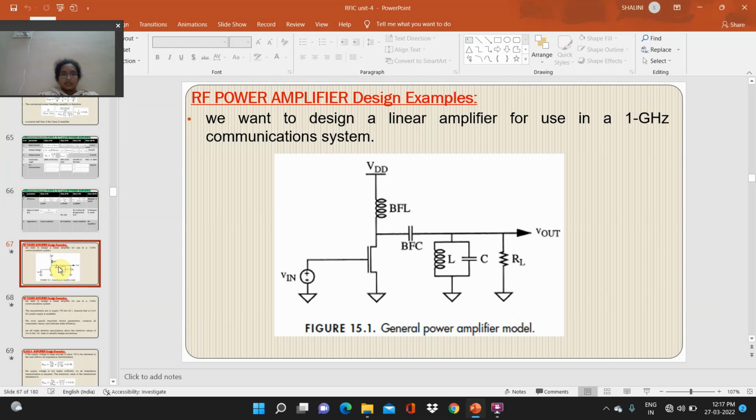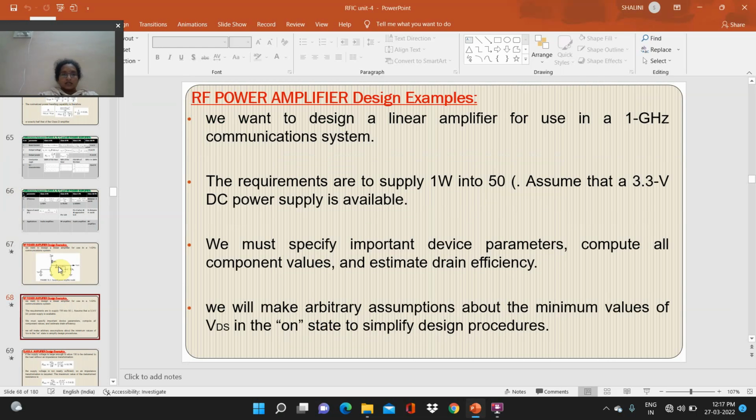RF power amplifier design examples. We want to design a linear amplifier for use in a 1 GHz communication system. General power amplifier model should be like this. The requirements are to supply 1 watt into 50 ohms, and a DC power supply is available. We must specify important device parameters, compute all component values and estimate drain efficiency.